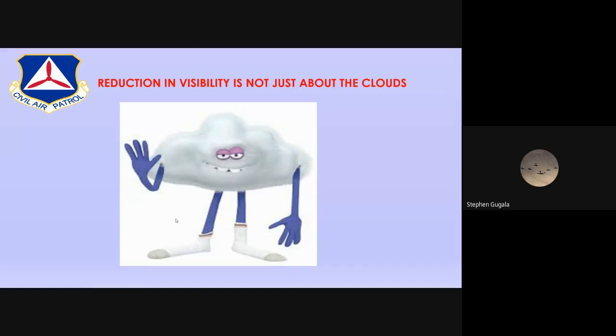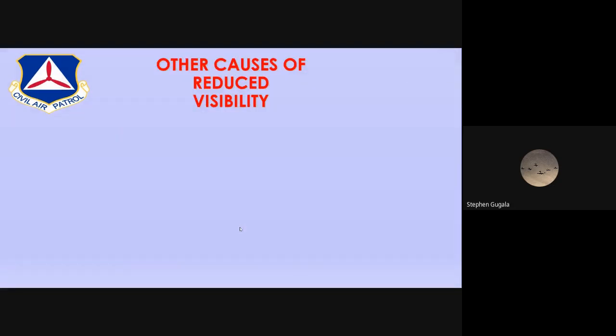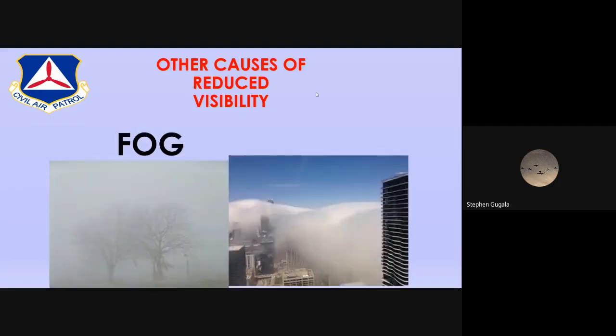So reduction in visibility is not just about the clouds. It's not just about flying into a cloud. It's also about atmospheric conditions that can hinder and reduce our flight visibility. We talked about some of these during the presentations on techniques for scanning and some of the phenomenon that will change how you see the ground. And we're going to roll through some of these real quick here.